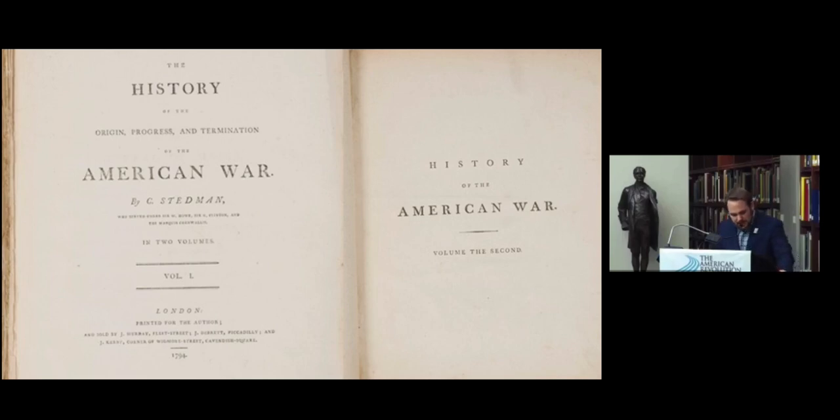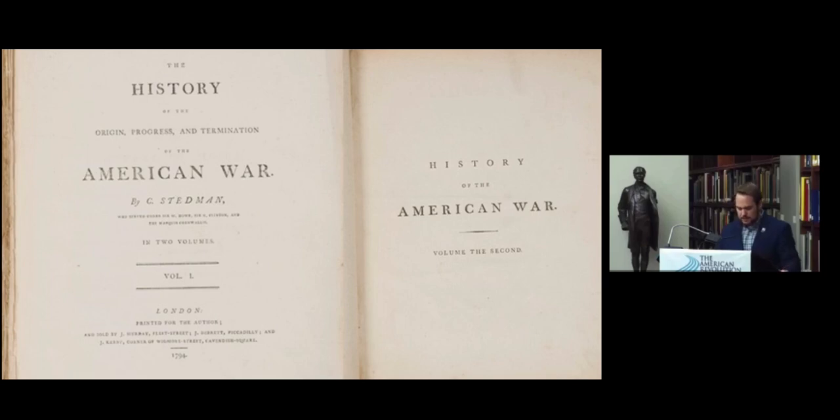Although Stedman seemingly had an illustrious career while serving in the British Army during the American Revolution, his notoriety relating to the war really stems from his work, The History of the Origin, Progress, and Termination of the American War, that was published in 1794. Comprised of 2 volumes and written primarily from the British perspective, Stedman's work is one of the earliest comprehensive histories of the Revolutionary War that has been touted as the standard for future histories of the conflict.